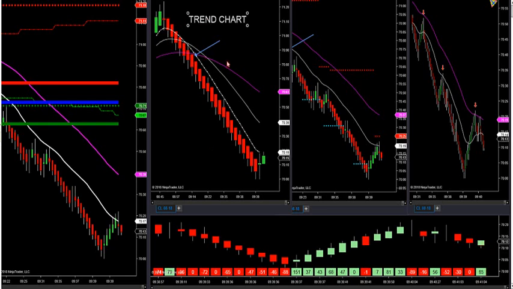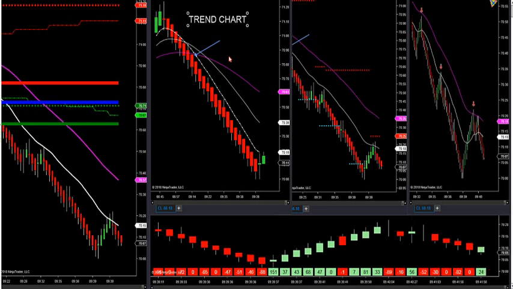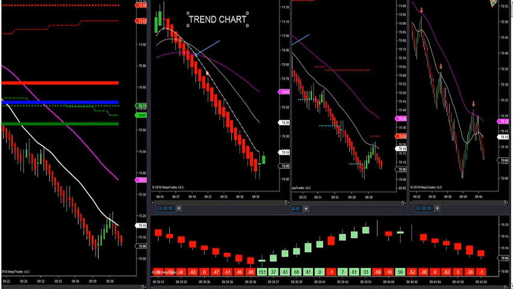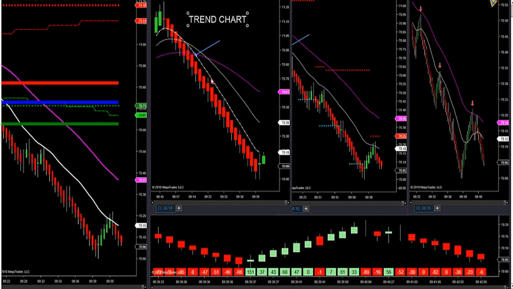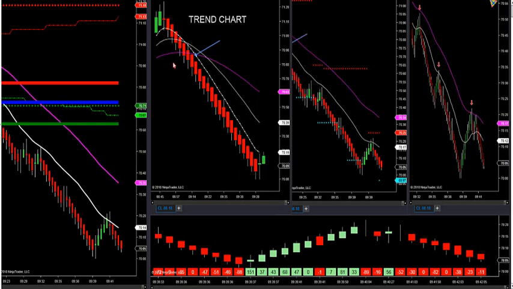So the trend chart tells us one thing. I got three MAs. MAs are lagging by nature. We don't use them for support and resistance per se. We use them for trend direction. If I'm below all three MAs, I'm in a trend down. So I'm in a downtrend right now. I'm in a downtrend on crude.